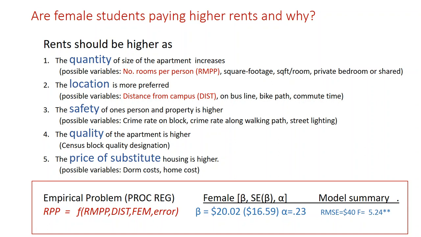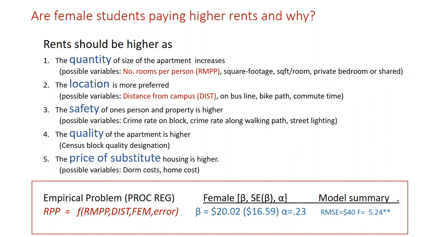So what do we find? We find that females in our regression pay $20 more than men. The standard error is $16 more, so it's $20.02 is the premium on rent for being female, holding constant rooms per person and distance. But the alpha level here, the size of the type 1 error, or what some people call the p-value, is 0.23. This is not what people would think of as a good solid finding.